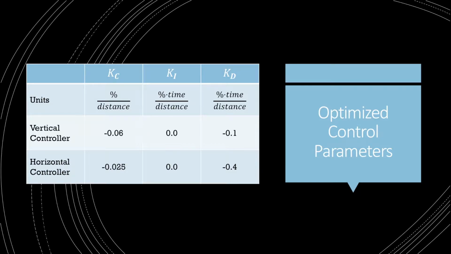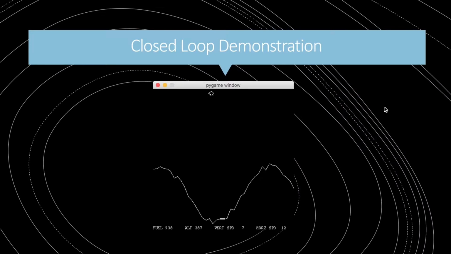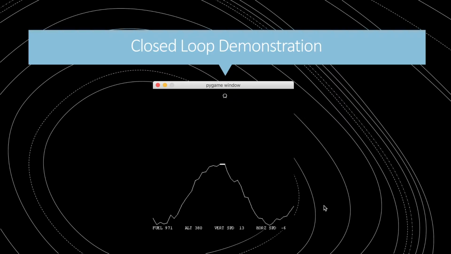And now we'll present the results of the controller on the system. So this is the closed loop demonstration. As you can see, the horizontal thrusters already fired, and now we'll wait. This is the aggressive vertical model, and so it fires at the last possible second, and you can see the vertical speed got just under 30 right before landing.